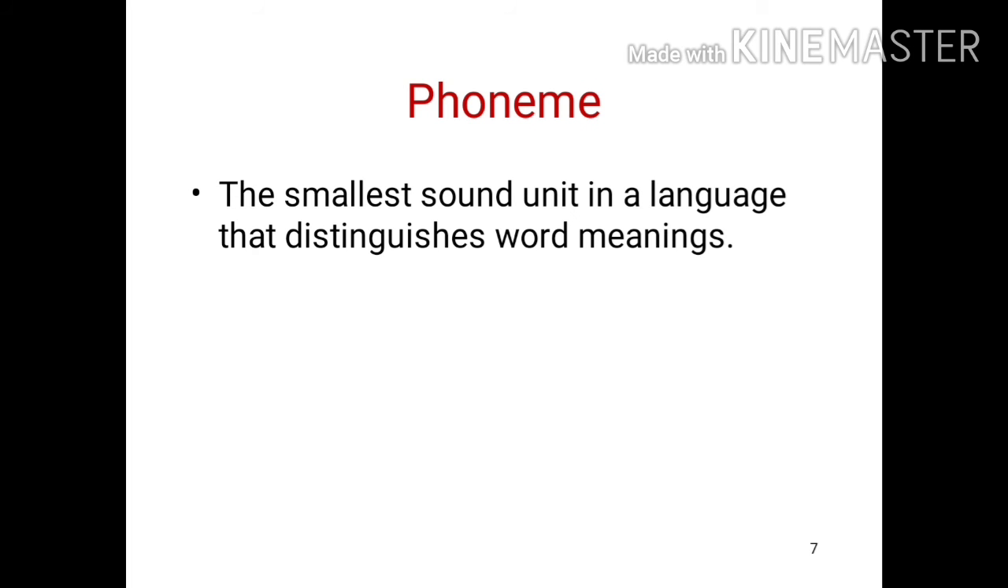A phoneme is the smallest sound unit in a language that distinguishes word meanings. A phoneme is a sound in a word that makes a difference in its pronunciation as well as its meaning from another word. There are totally 44 phonemes in the English language, which include consonants, short vowels, long vowels, diphthongs, and triphthongs.